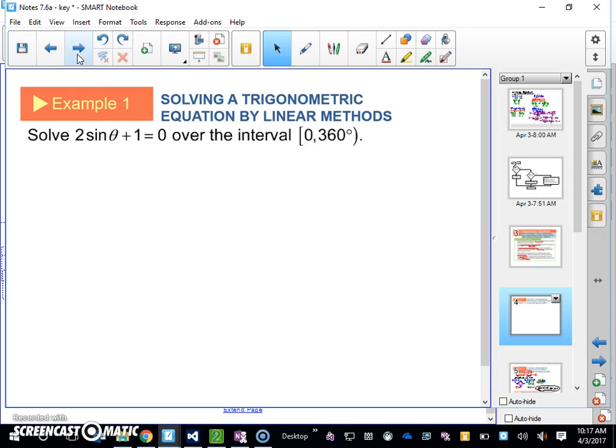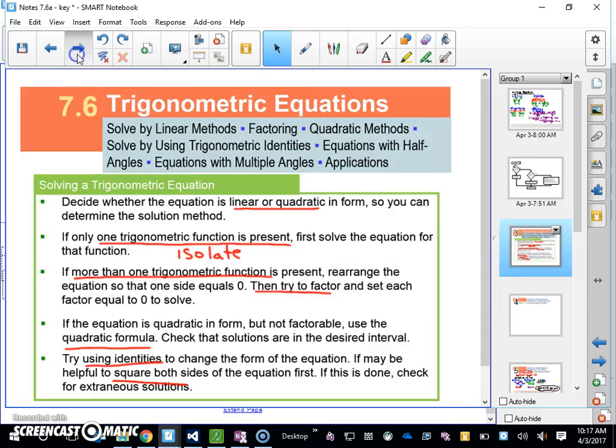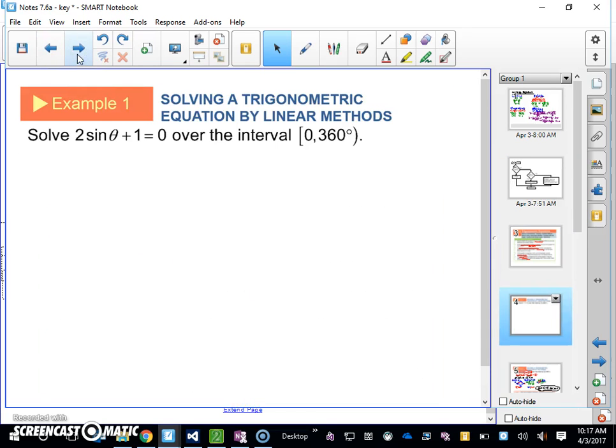Okay, so we look at example 1. We're solving 2 sine theta plus 1 equals 0 over the interval from 0 to 360. So look at the flow chart and ask yourself the question, how many variable terms are there? There's only one. It's that sine theta, okay? It's not as simple as saying how many variables there are, but how many variable terms there are.